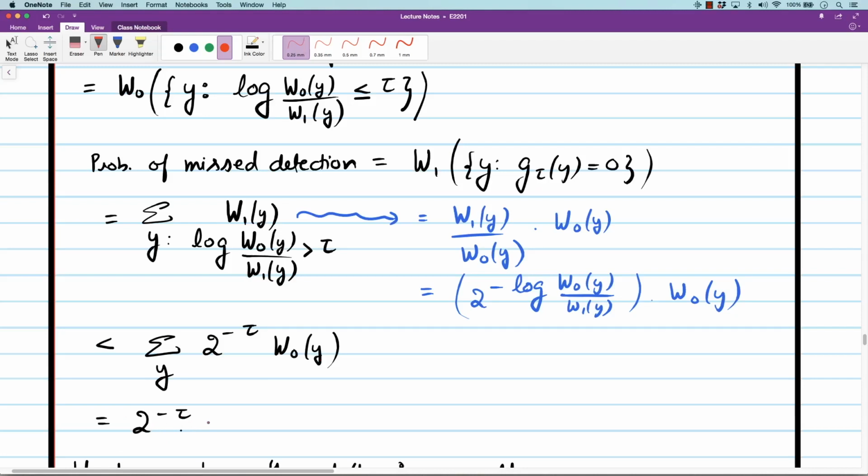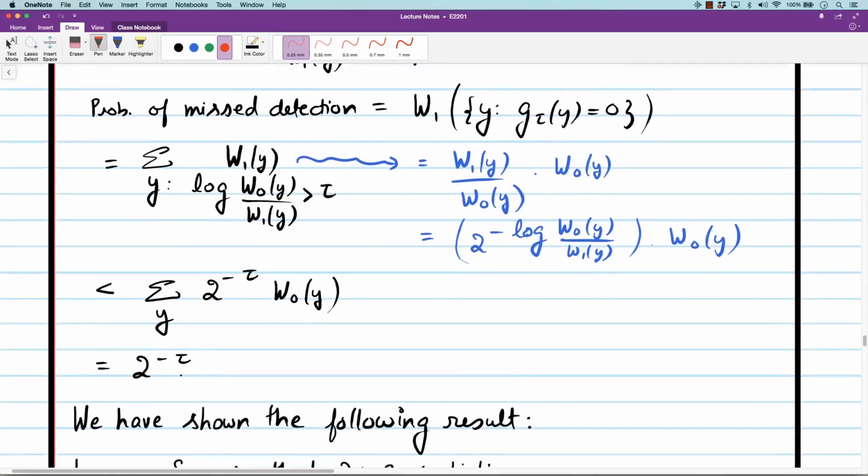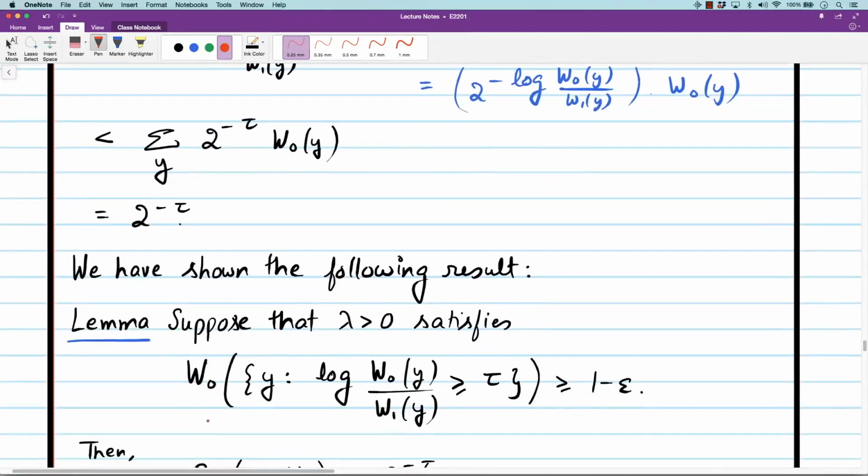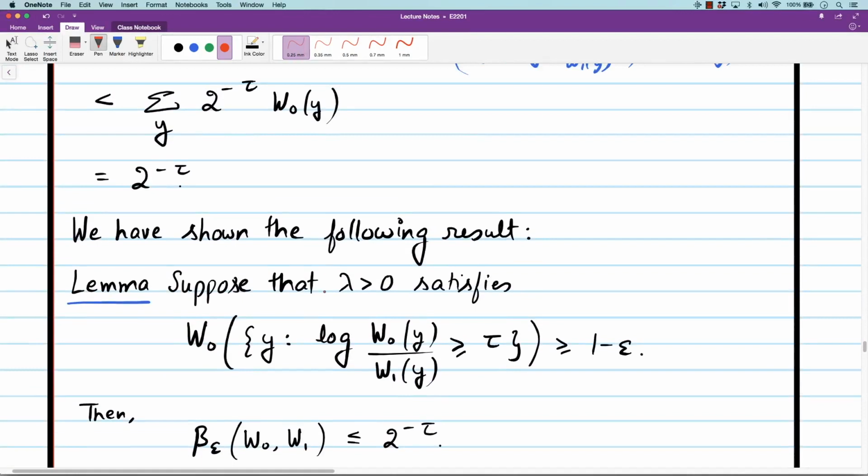Okay. So for this threshold test, the probability of misdetection is no more than 2 to the power minus tau. So what have we shown? We have obtained a bound for beta epsilon. What we have shown is that suppose you can find a lambda that satisfies this property. So this is much like the source coding theorems that we were seeing earlier.